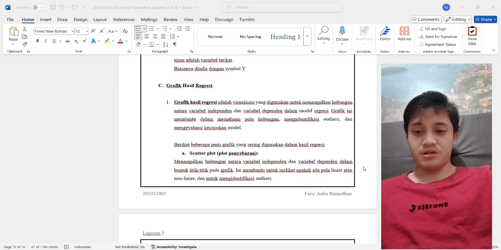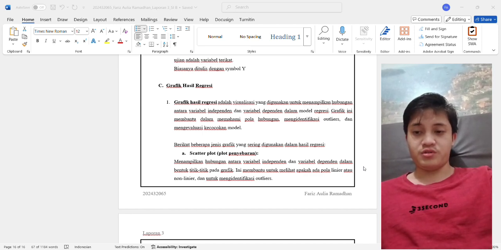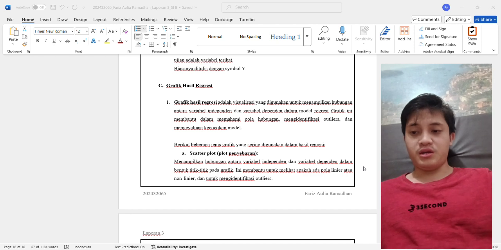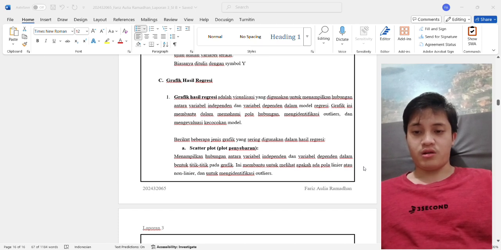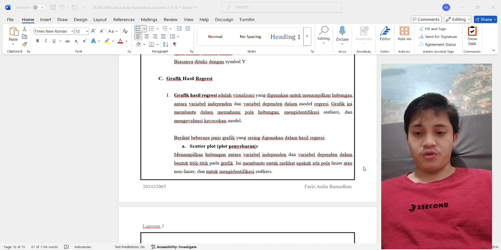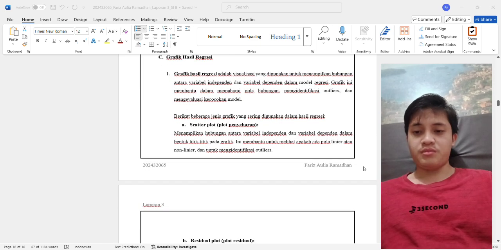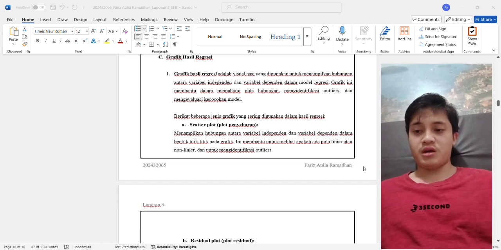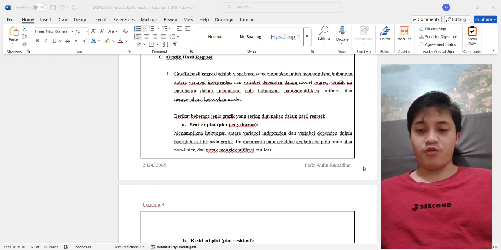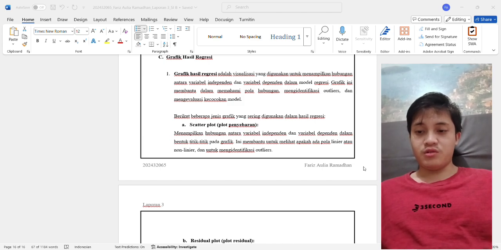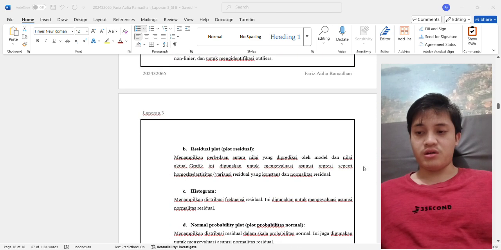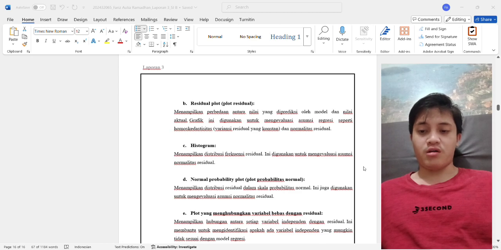C. Regression result graph. 1. A regression result graph is a visualization used to display the relationship between independent variables and dependent variables in a regression model. A. Scatter plot displays the relationship between independent variables and dependent variables in the form of dots on a graph. This helps to see whether there is a linear or non-linear pattern and to identify outliers.